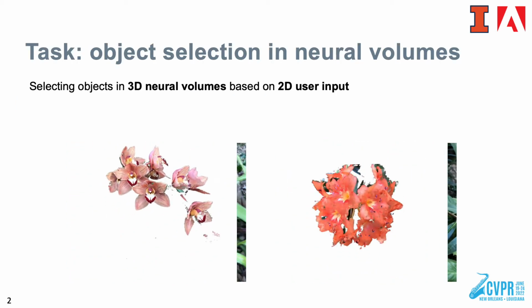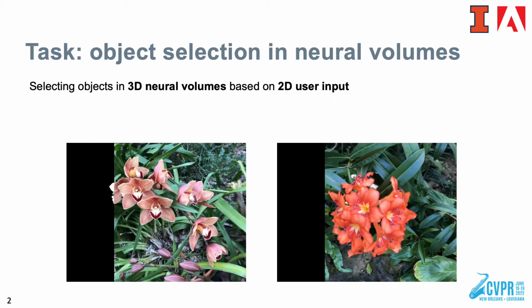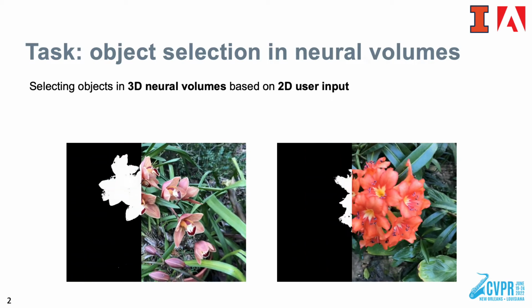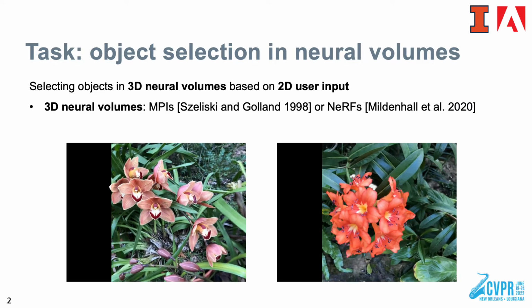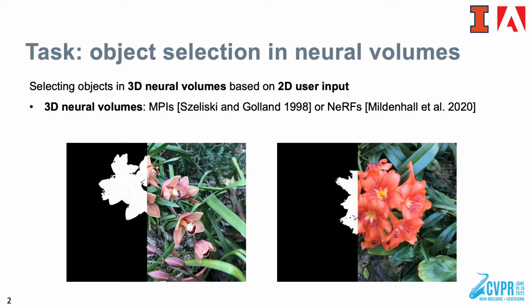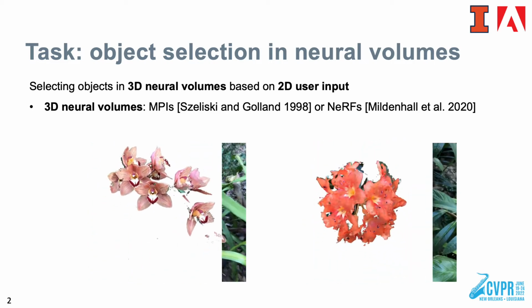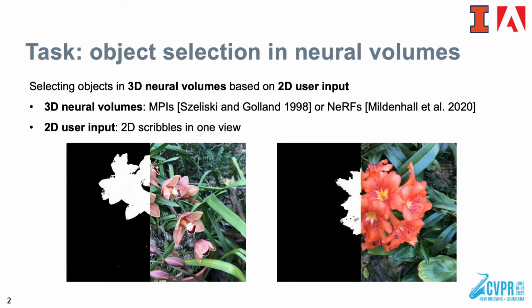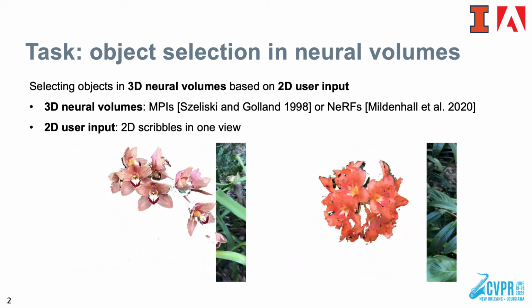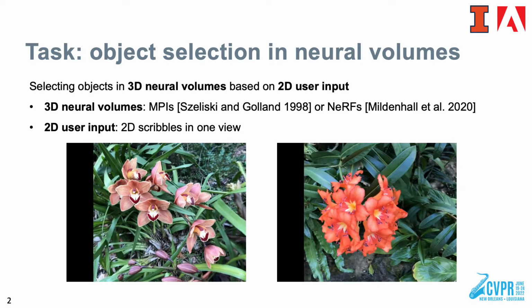In this work, we are interested in the task of 3D object selection. Towards this goal, we introduce an approach to select objects in 3D neural volumes based on 2D user input. Our method works on the state-of-the-art neural volumetric 3D representations, such as multiplane images (MPIs) and neural radiance fields (NeRFs). It uses 2D scribbles as the user input. As shown in the two examples, the output selected objects are accurate and can be rendered to novel views.